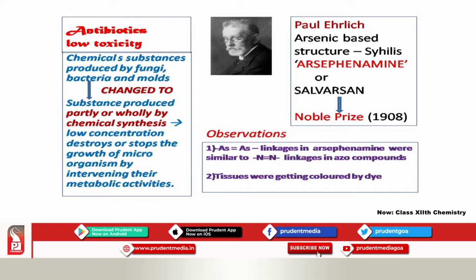German bacteriologist Paul Ehrlich studied an arsenic based compound and used it for the treatment of syphilis. The compound was named arsenophenamine or salvarsan. This was found to be toxic, no doubt, to human beings, but its toxicity to the bacteria, spirochete, was more than that shown on human beings, for which he was awarded the Nobel Prize in the year 1908.